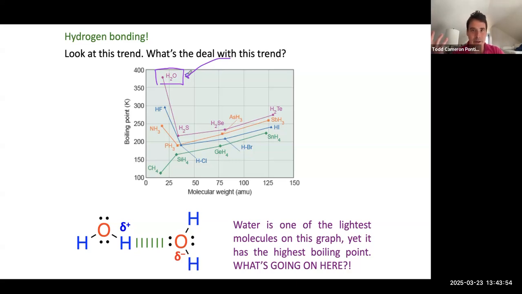It should be noted that if you're ever given empirical data, like boiling points or melting points, you can compare them to figure out which molecules have more versus less intermolecular forces. In this case, H2O has the greatest.